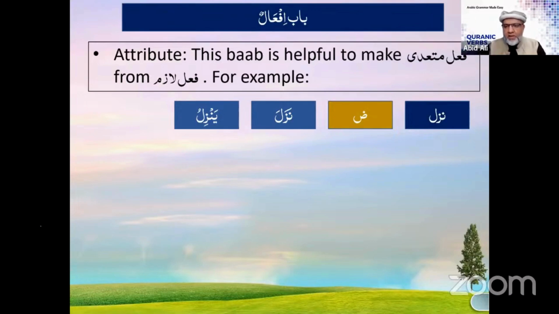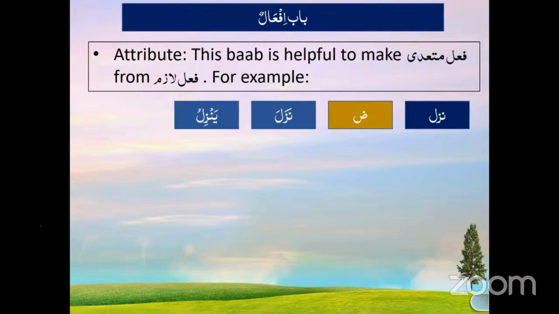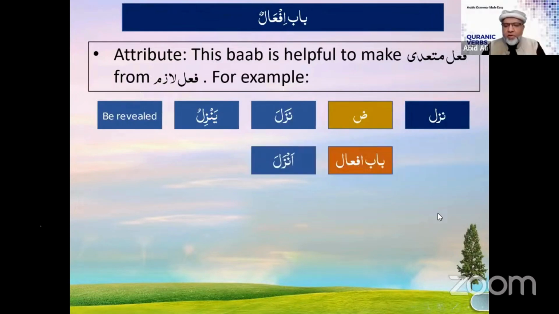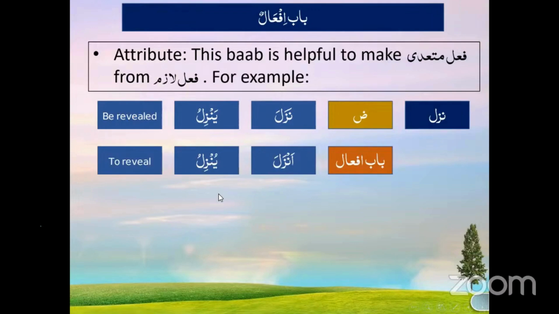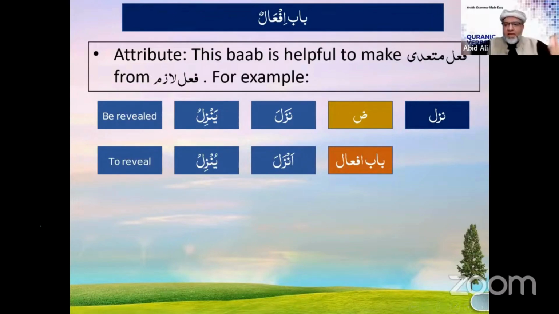He descended, or he came down. Yes, nazala: something is coming down. In that meaning, the action happened on whom? Himself? Yes. But when you say it with Bab If'āl, it becomes anzala. The Madi is anzala, the Muḍāri is yunzilu: to reveal something else.